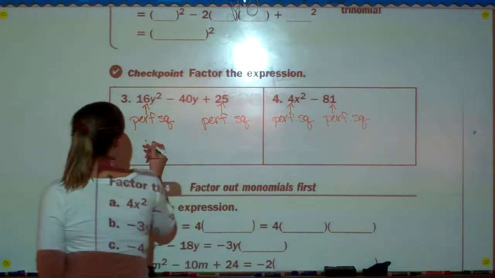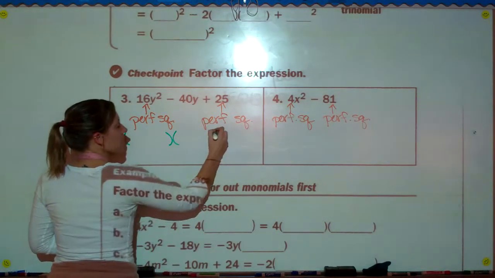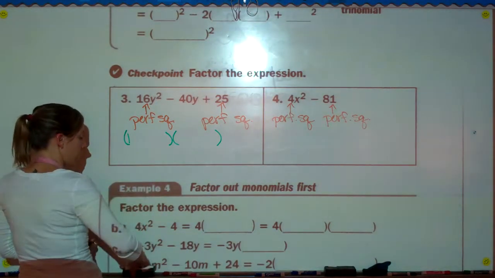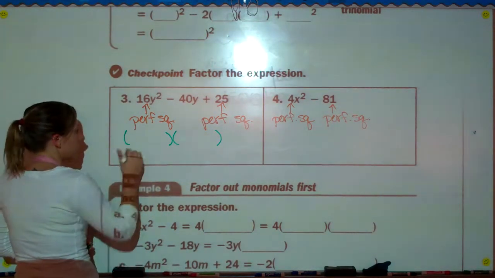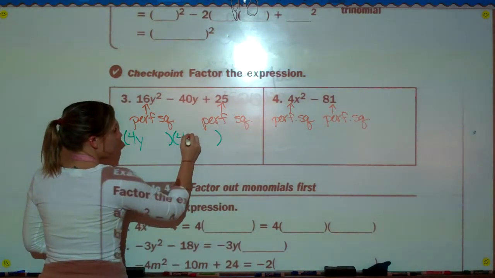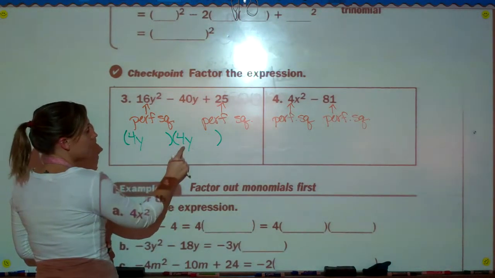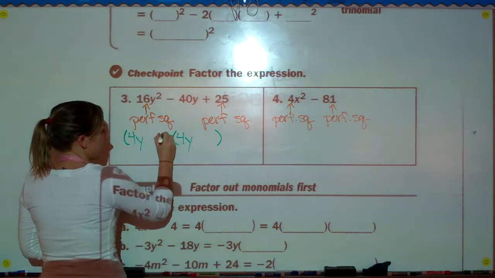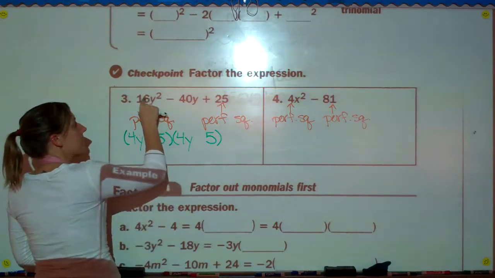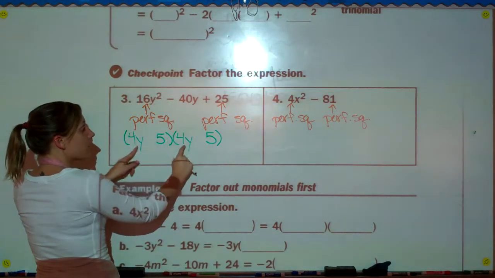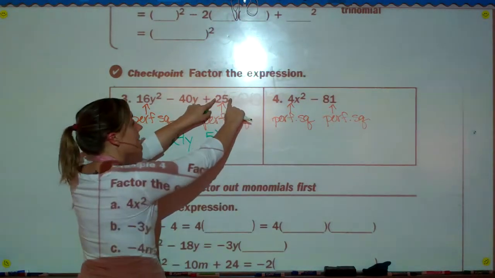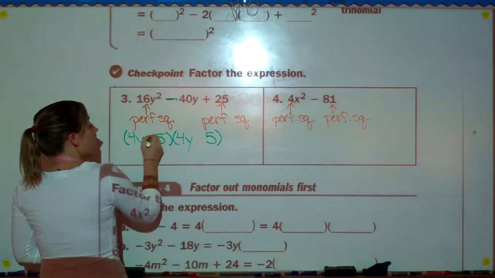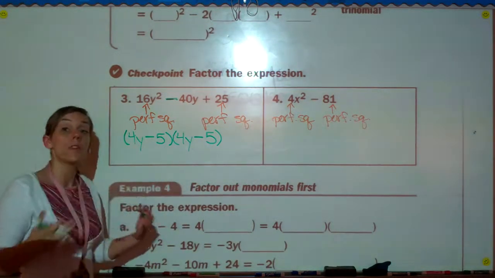All right, so that means we've got binomials. What times what gives me 16y squared? Well, that is 4y and 4y. 4y times 4y will give me 16y squared. What times what gives me 25? Well, that's 5 times 5. So the beginning term goes in the beginning of the binomials, the end term goes in the end of the binomials, and then since it's subtraction, they're both subtraction.